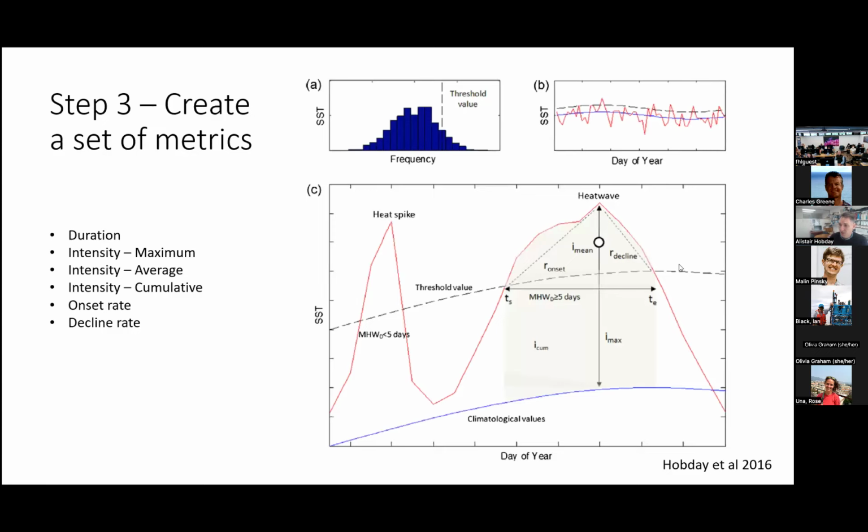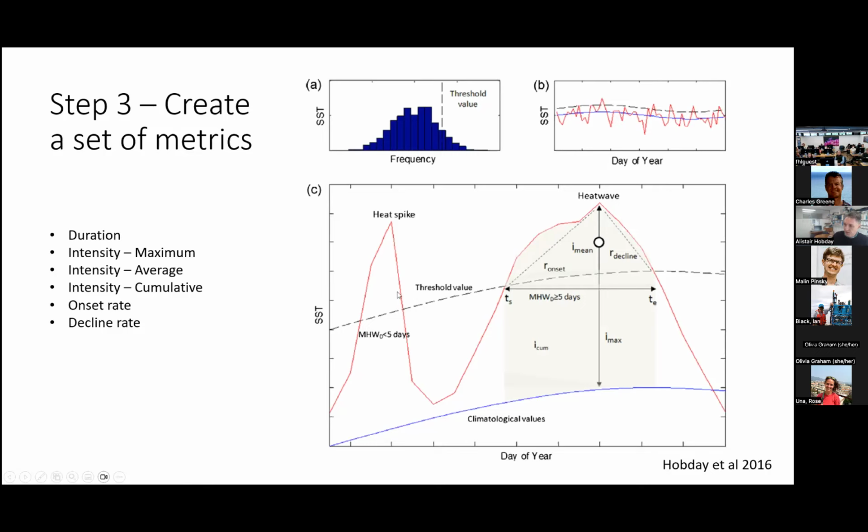So then we created a set of metrics out of that description. And here again in the figure, A shows you a distribution of temperature at a location and a 90th percentile value giving us the threshold. If you then look through time on the right-hand side in figure B, you'll see in the blue line a climatology for a region. The red is the observed temperatures, and the dashed black line is the 90th percentile threshold. And once you've done that, you can then create all of these metrics from that description on the left-hand side.